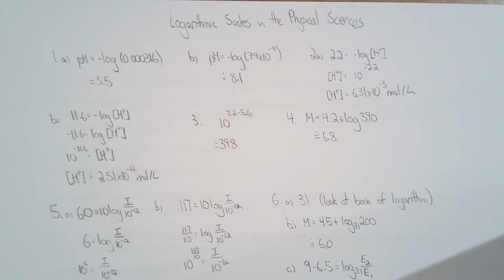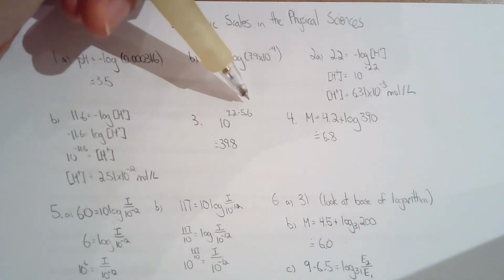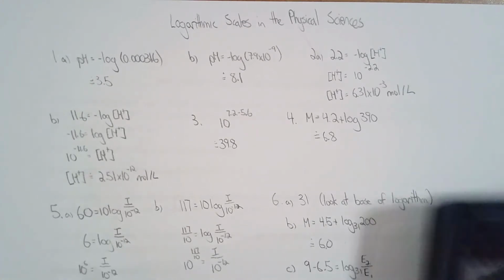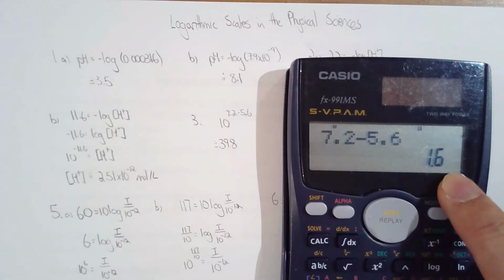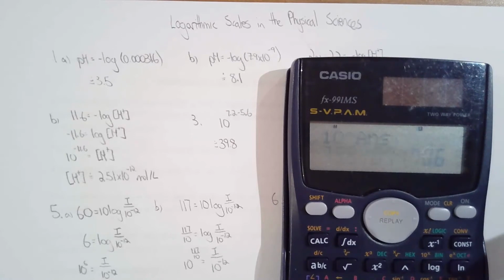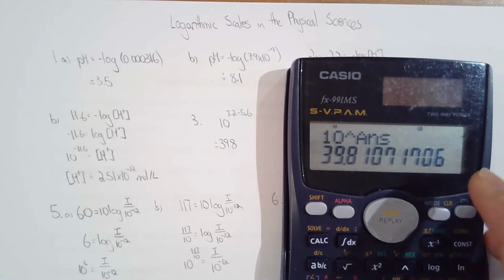For number 3, how many times as intense is an earthquake with a magnitude of 7.2 than an earthquake of 5.6? So you take 7.2 and subtract 5.6 to see the difference on the Richter scale between the two earthquakes. So 7.2 minus 5.6 is 1.6. If it's a 1 unit change, it's 10 times as intense as before. But since it's 1.6, we're working with a number between 10 and 100. So 10 to the power of 1.6. So 39, let's say about 40 times as intense.